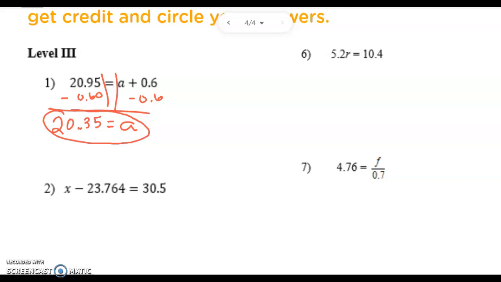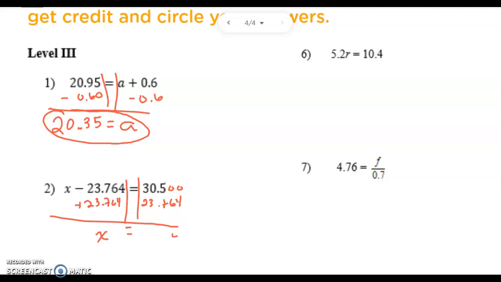20 and 95 hundredths. Number 2, x minus 23 and 764 thousandths equals 30 and 5 tenths. Draw my wall. The opposite of subtracting 23 and 764 thousandths is to add 23 and 764 thousandths. I'm going to do that on both sides. Add 23 and 764 thousandths. Left with x on the left-hand side because these become a 0 pair. And I'm going to annex 2 zeros behind the 5. So now we're going to add these numbers.